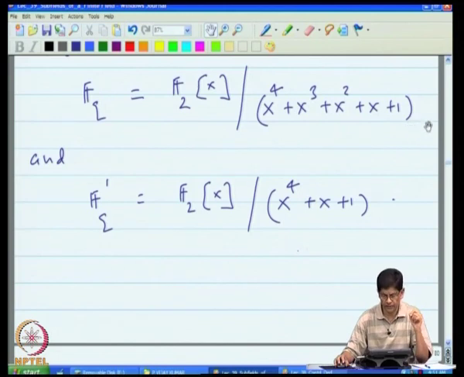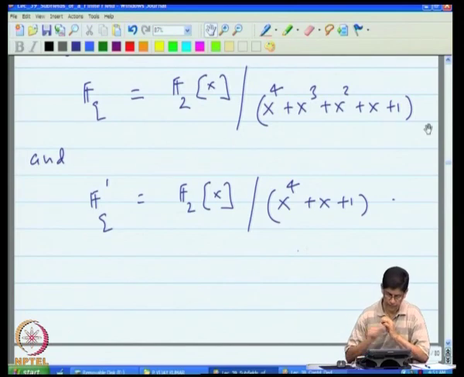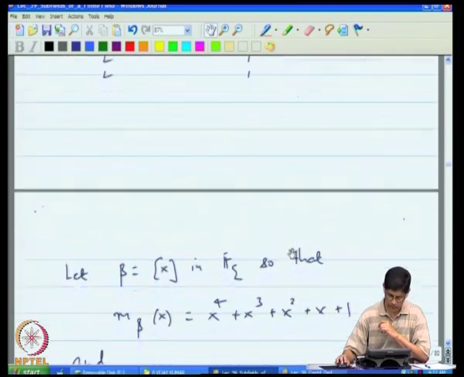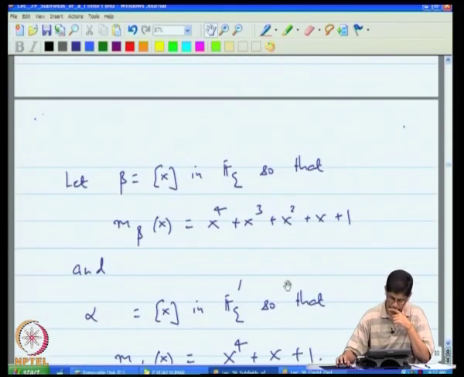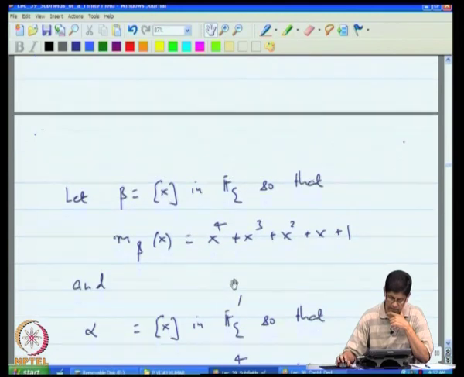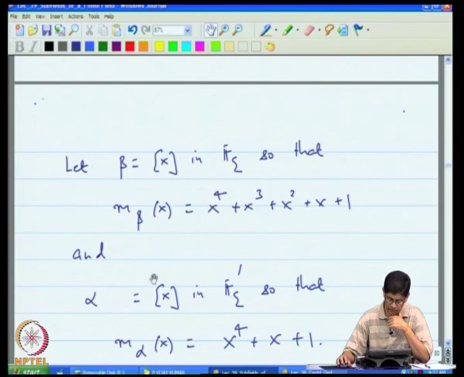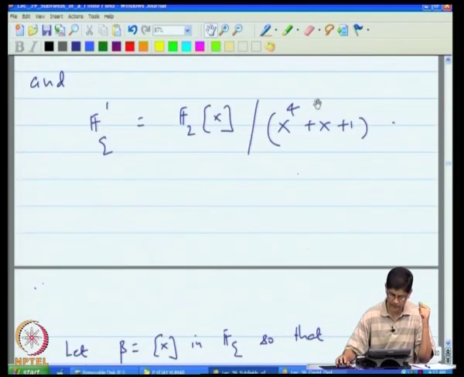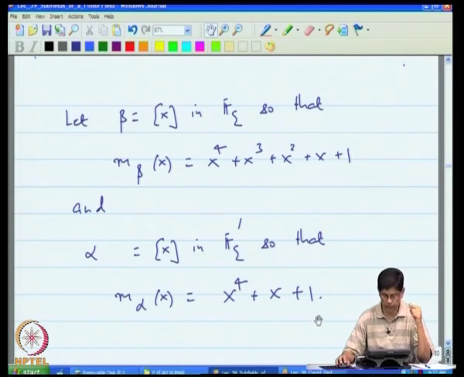So if any element in the finite field is a 0 of this polynomial, then this polynomial must be its minimal polynomial. So that is what I have written here. Similarly, in here let alpha represent the equivalence class of x in this field, then the minimal polynomial of alpha is x^4 plus x plus 1.